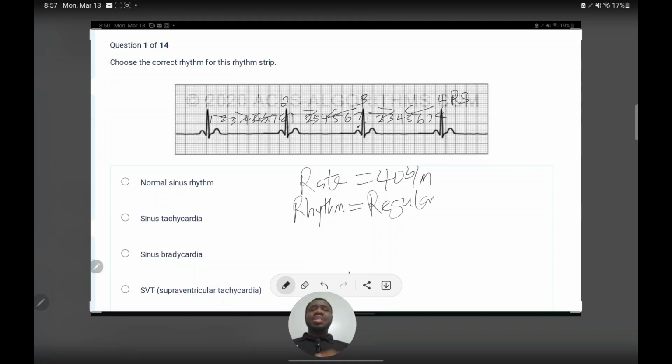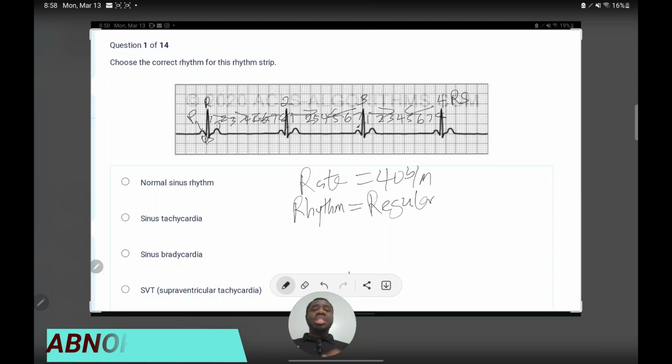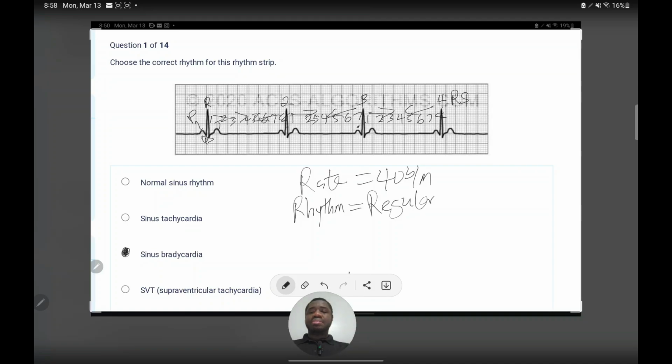Now, does this graph have a P wave? Yes, it does have a P wave. It also has a QRS complex and it has a T wave. So all the waves are present in this graph. Understanding the fact that any rate below 60 beats per minute is sinus bradycardia, this graph is sinus bradycardia.